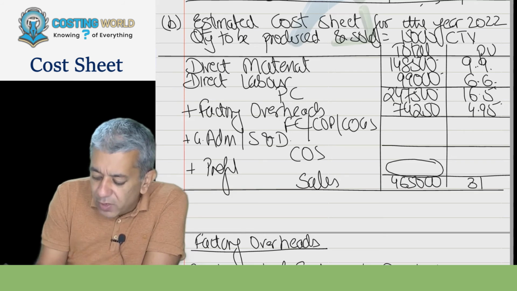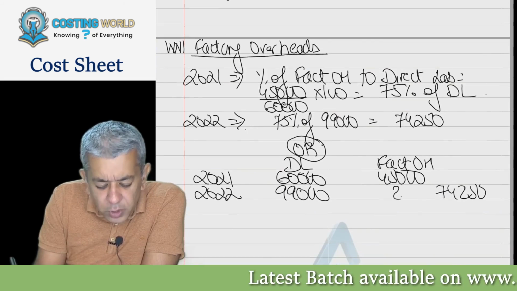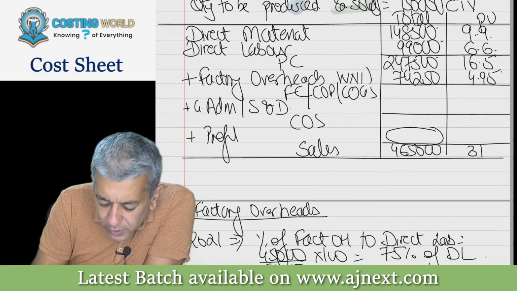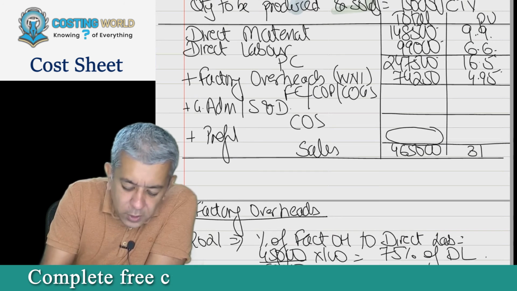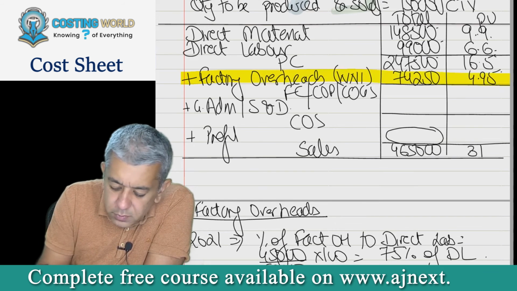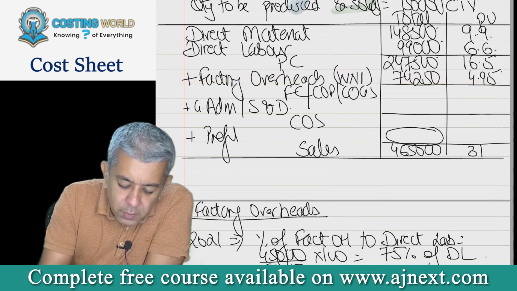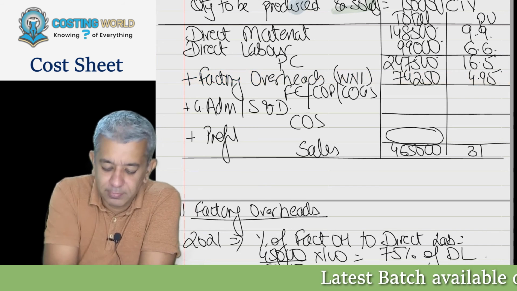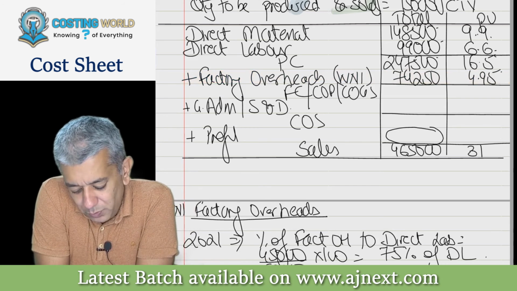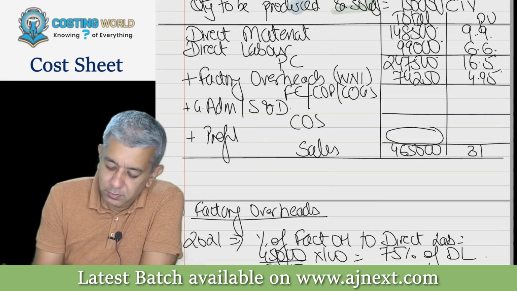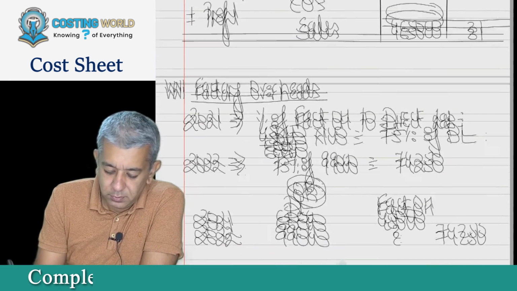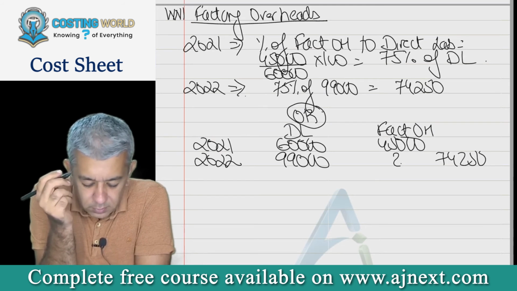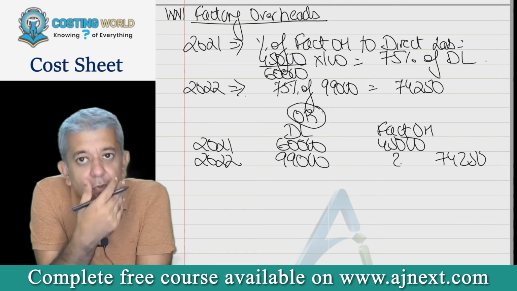Okay, I'm leaving you all with two methods. You can write down both the methods for factory overheads, and this will be your working note 1. Write down this number first. Give the reference of working note number 1. Copy it onto this working note, please.